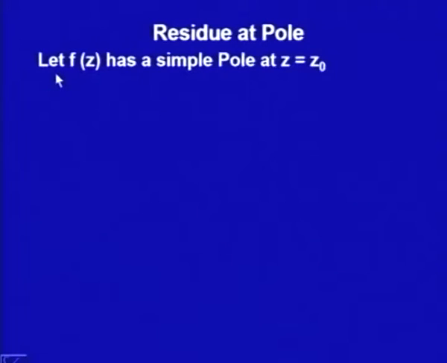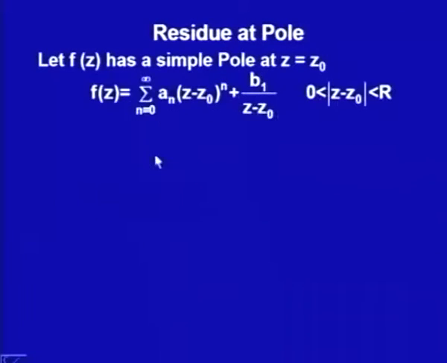If z naught is an isolated singular point of f of z, then we identify it as a pole if I have only one term in the principal part, b 1 upon z minus z naught. So, if it is a simple pole at z equal to z naught, my residue would be simply b 1, the coefficient of 1 upon z minus z naught. Let us see how I am writing it. What it says is that f of z would be the sum for n equal to 0 to infinity of a n times z minus z naught to the power n, plus b 1 upon z minus z naught, for 0 less than mod of z minus z naught less than r.